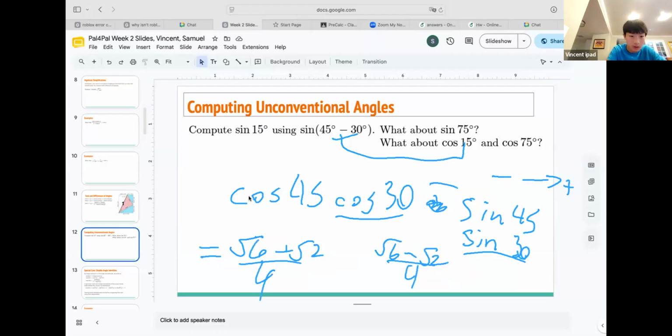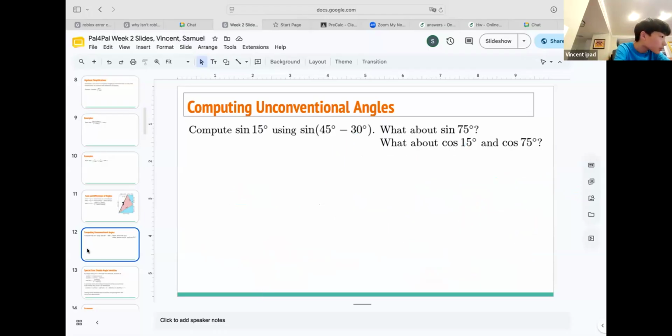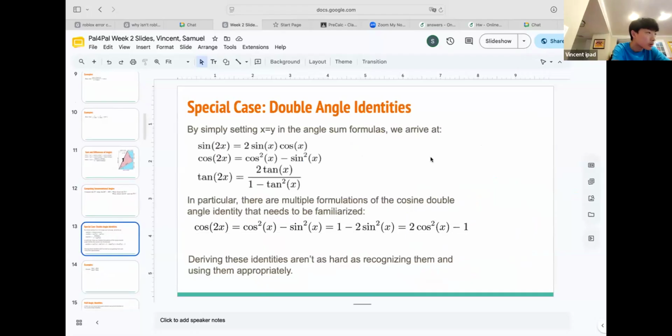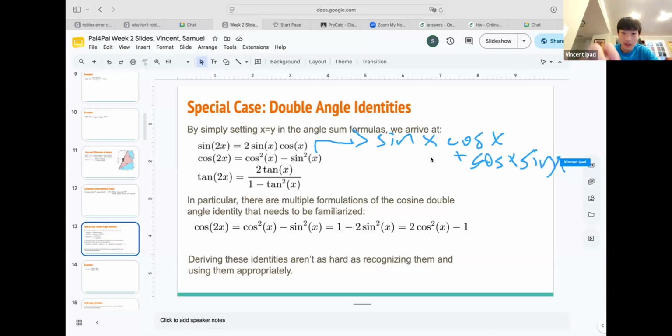All right. Okay. Next problem. Double angle formulas. So if we just set y equal to x in our angle sum formulas, we get sine x cos x plus cos x sine x, which gives us this. All right. Cosine, same thing, and tangent, same thing.